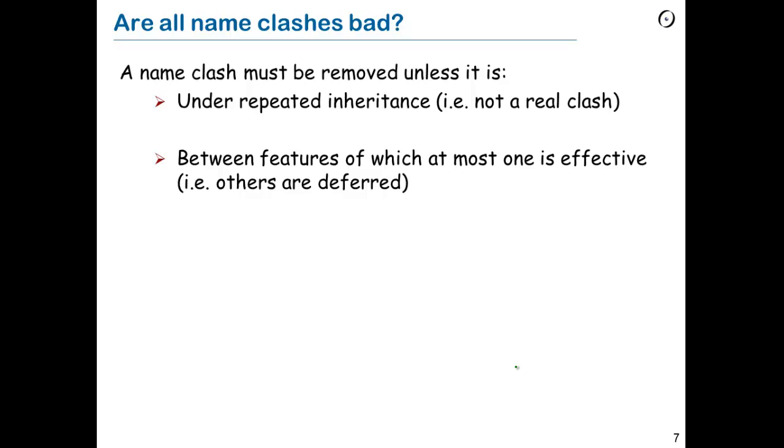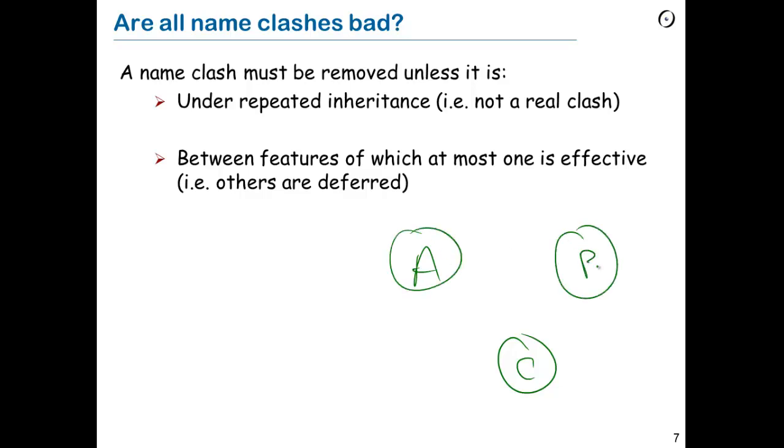That is to say, the feature that is inherited by C from both B and A seems to be different, but in fact, in both cases, it comes from a common ancestor, say D. So in that case, known as repeated inheritance, we don't really have a clash, and it's okay.